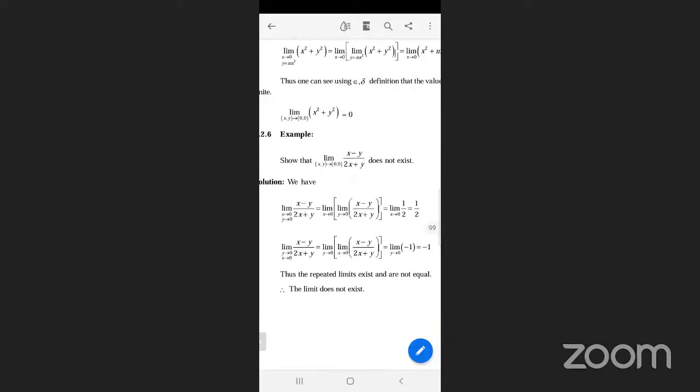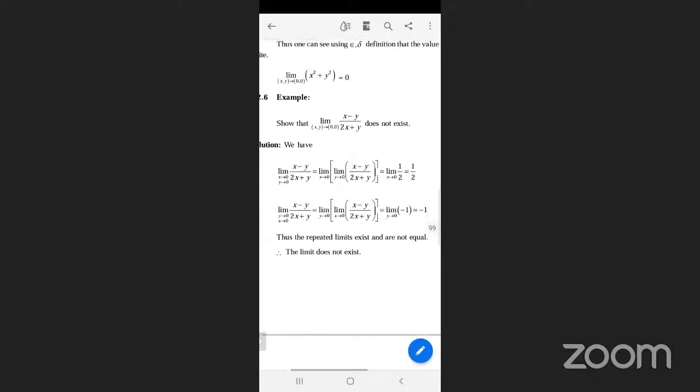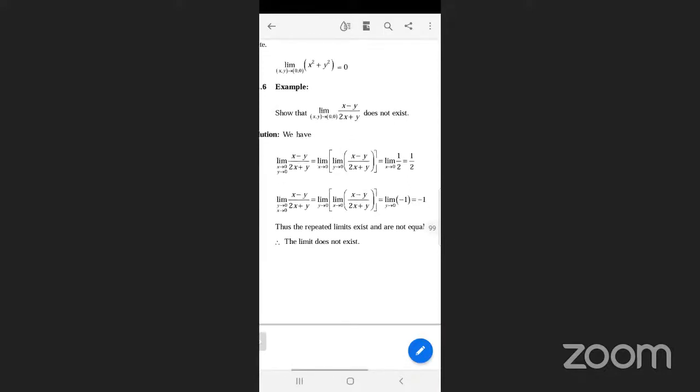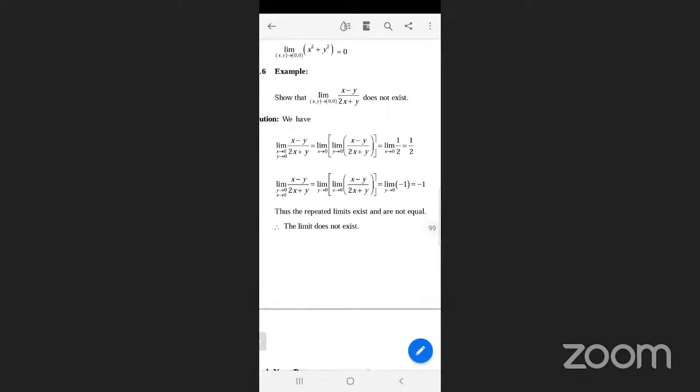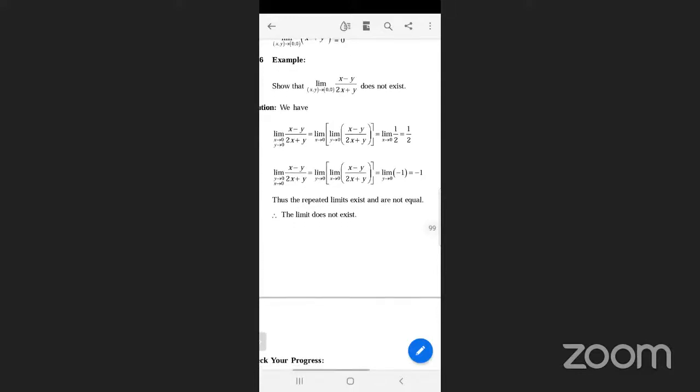Limit x tends to 0, y tends to 0, of (x minus y) by (2x plus y). If you first put y tends to 0, we get (x minus 0) by (2x plus 0). So x by 2x, x cancels, and we get only 1 by 2. So it is a constant function. So limit x tends to 0 of 1 by 2, there are no x multiples, so we get 1 by 2 as the answer.